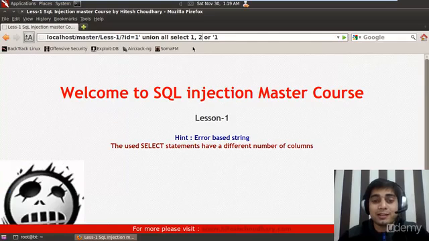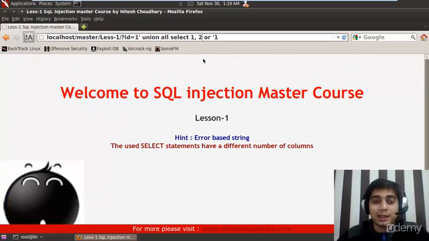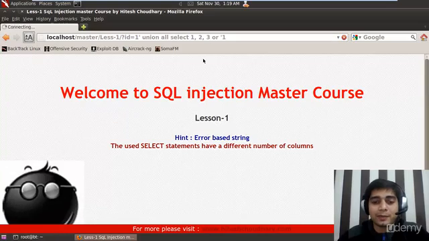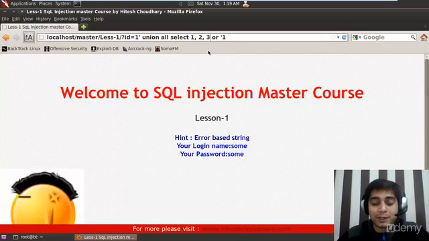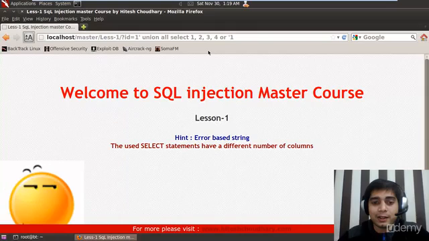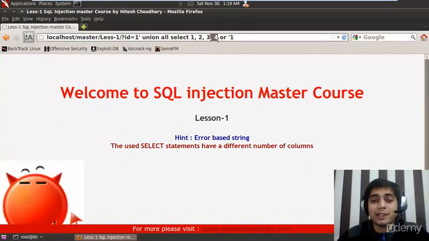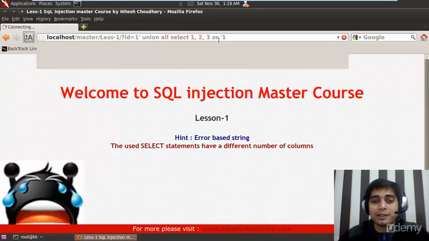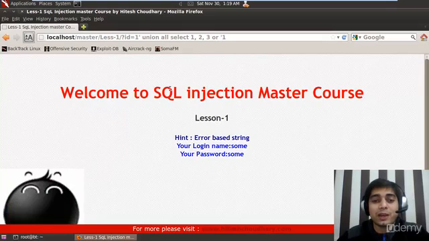Those are my favorite errors. 2, again not working. Let's say 3, fixed. And if I proceed to 4, okay, so error. So in that case we can conclude that 3 is going to work for us, and we can inject via the 3.